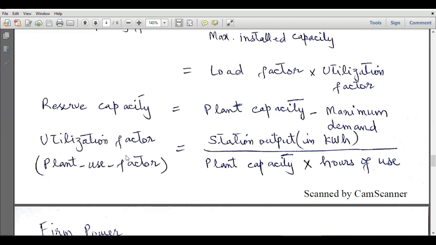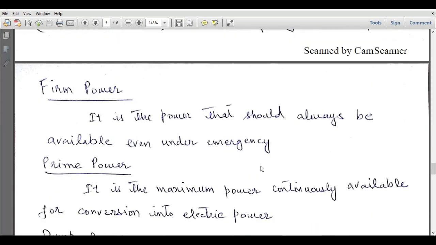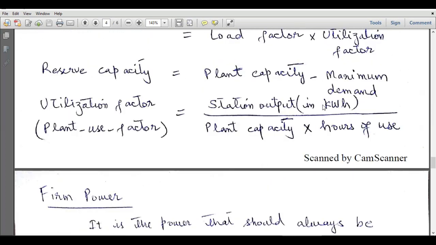And utilization factor, this is also called plant use factor, and it is the ratio of station output in kilowatt hours to plant capacity multiplied by hours of use. So this is called a utilization factor. If plant capacity and station output both are equal, then we can say that our utilization factor is 100%, or utilization factor is equal to unity.